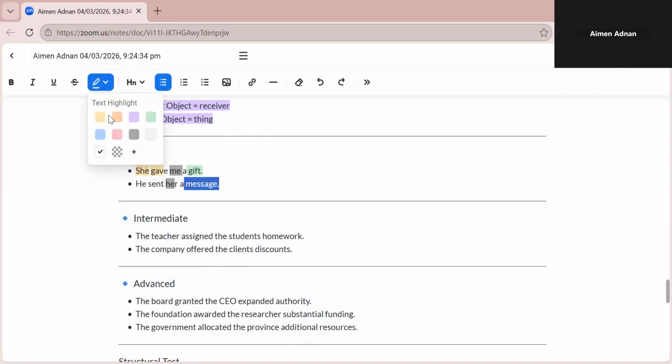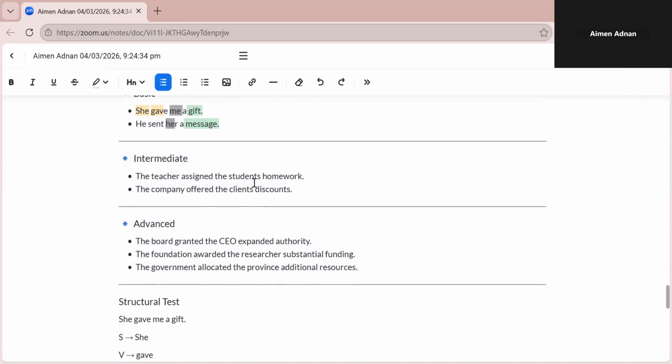So, he has sent a message to her. Now, the message is being sent by him to whom? Who is the receiver of the action? Her. Yes, and that is why she will be the indirect object. And what is the thing that is sent by him? Yes, the message. And that is why the message will be the direct object.